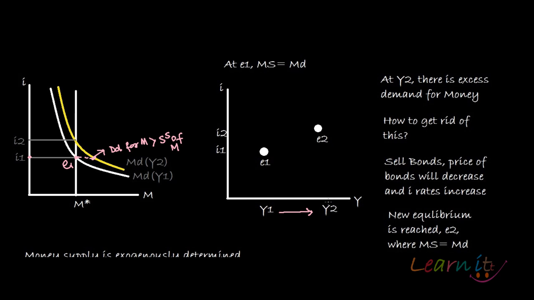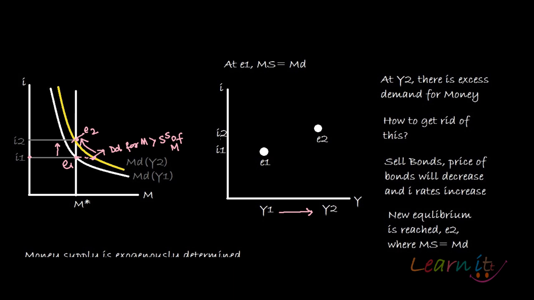So at income level of Y2, there is excess demand for money, because the demand curve has shifted upwards from MDY1 to MDY2. How to get rid of this excess demand for money? The central bank would start selling bonds. When you start selling bonds, the price of bonds will fall, and there is an inverse relationship between the price of bonds and interest rates. So when the price of bonds falls, interest rates would increase. This will shift interest rates up from I1 to I2, and the movement will take place like this. Suppose you are at this level of interest rate here, and then you will move back to I2 here. So a new equilibrium is reached at point E2, where demand for money is equal to supply of money.